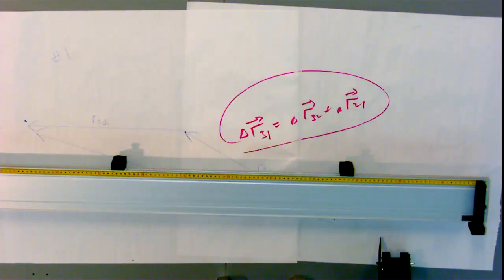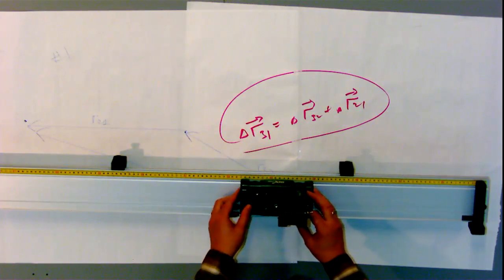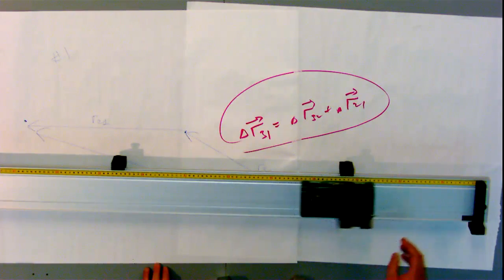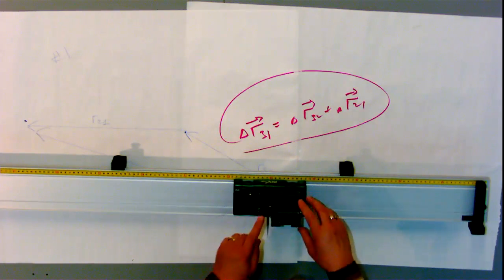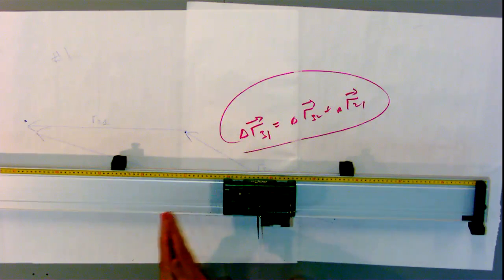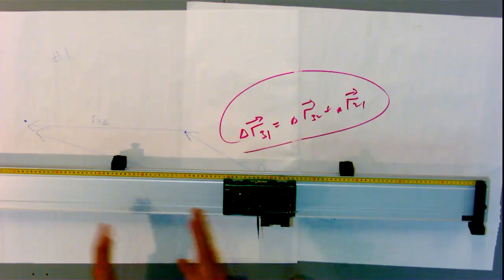And before I go, one more thing. For this system, right now, this is an external force. So this fan pushes on air, and according to the third law, air pushes back.